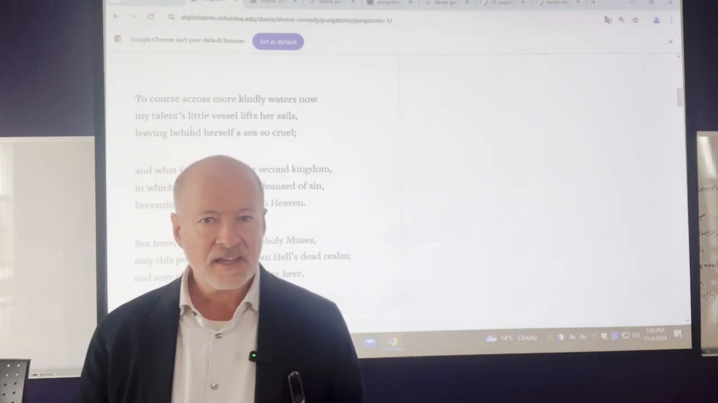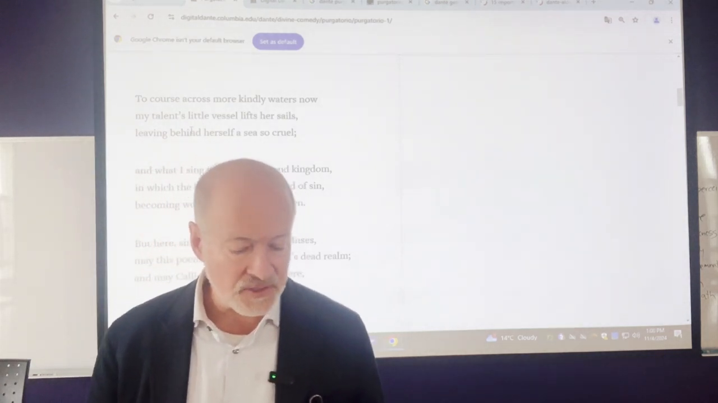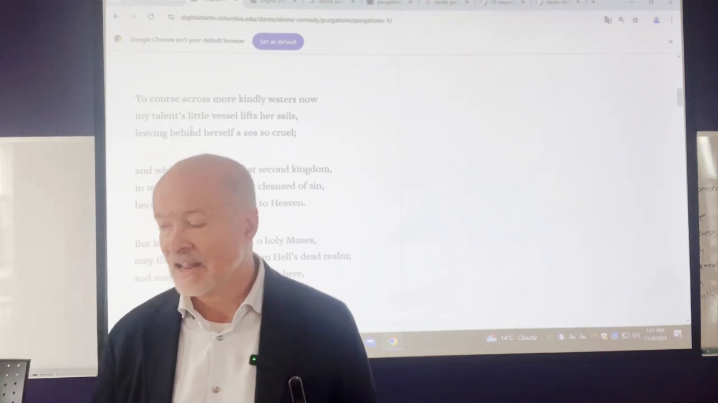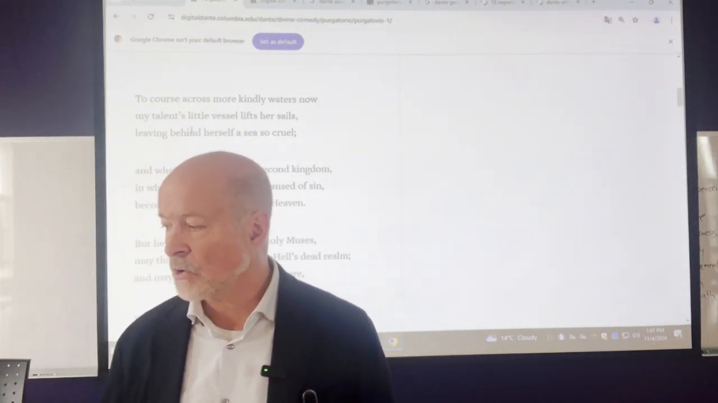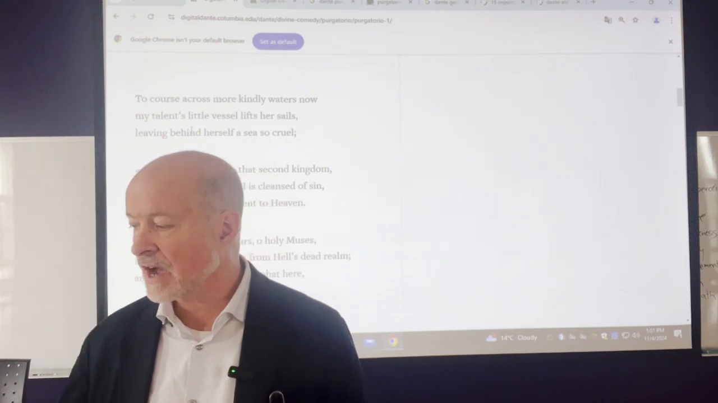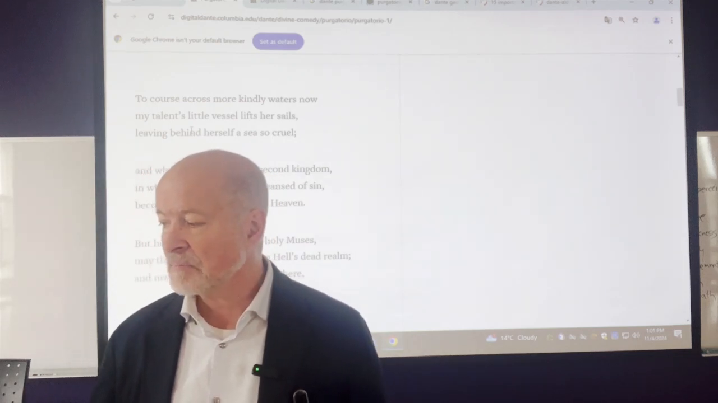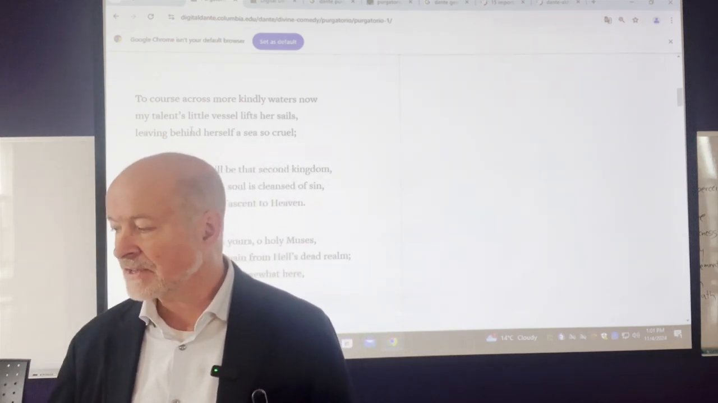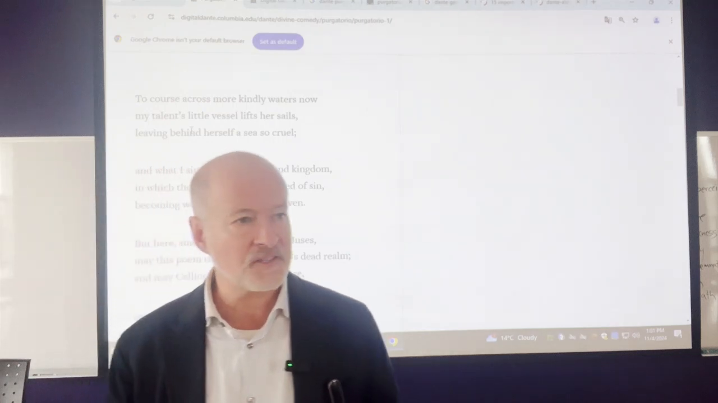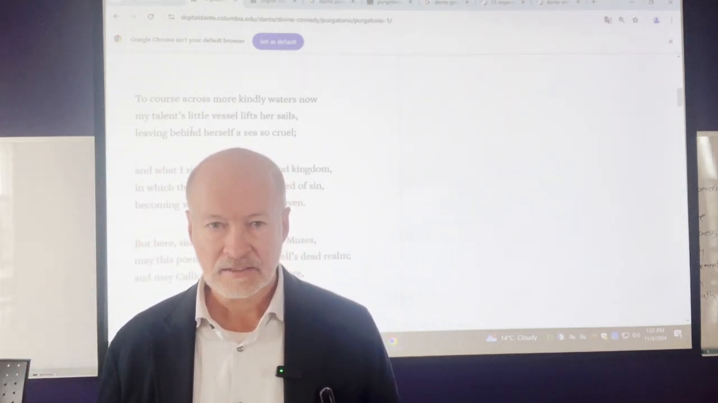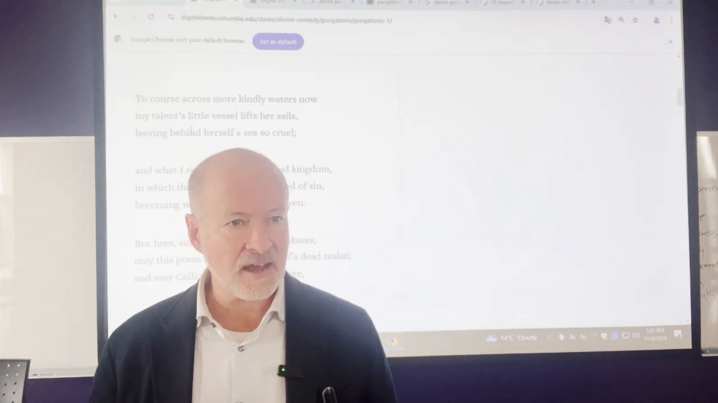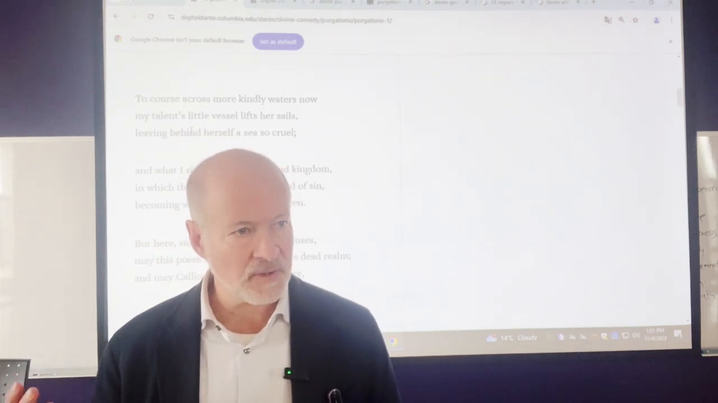But here he shows, if we didn't know this already, that he's writing an epic. He again invokes the Muses. "But here, since I am yours, O holy Muses, may this poem rise again from hell's dead realm, and may Calliope rise somewhat here." Calliope is the epic muse. There are 9 muses, goddesses of memory. And Calliope is that for the epic. So he is identifying this.